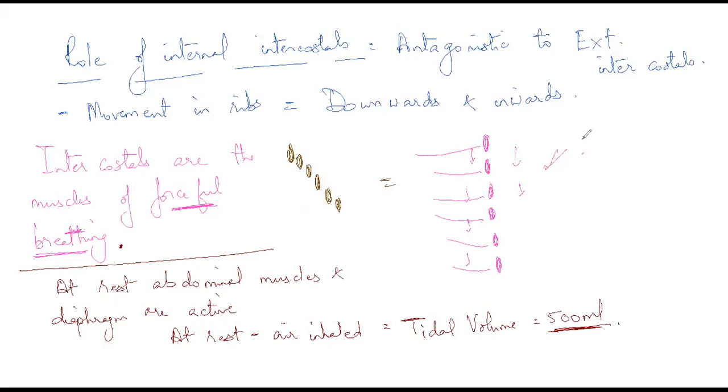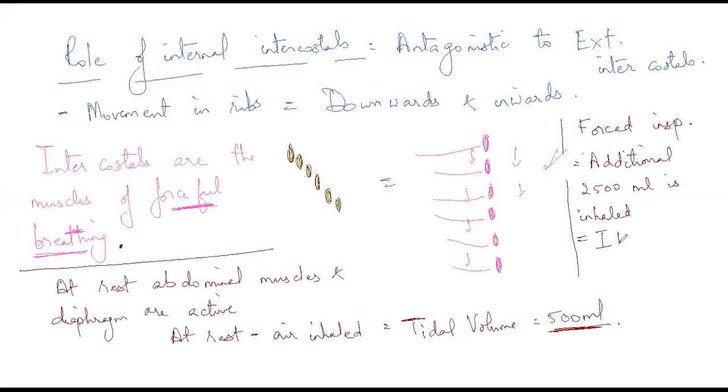Forced inspiration. Additional 2.5 liters, 2500 ml air is inhaled. This additional 2500 ml air which is inhaled is known as the IRV, inspiratory reserve volume.